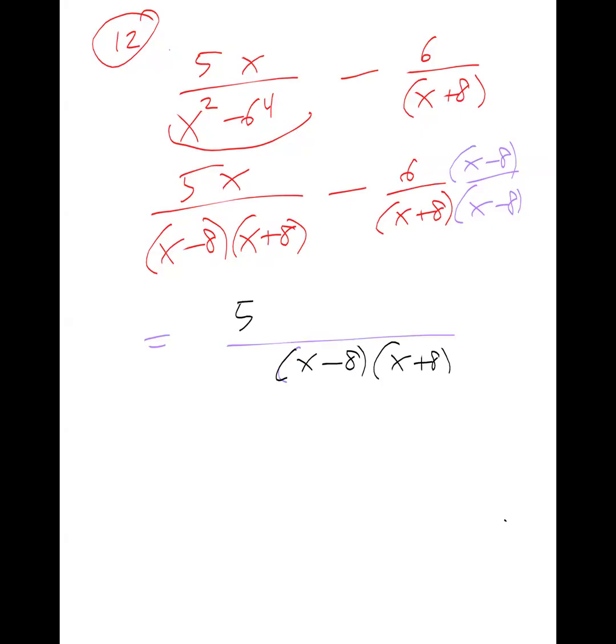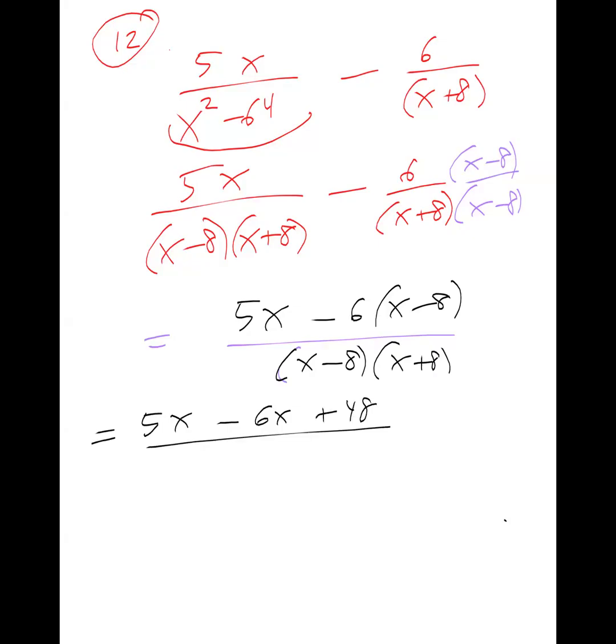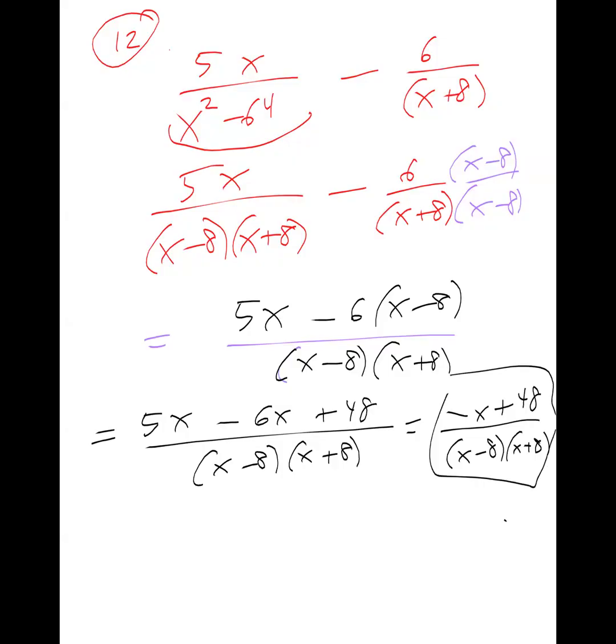The numerator is going to be 5x minus 6 times x minus 8. Like that. And then you distribute the negative 6, so it equals 5x minus 6x plus 48. I was hoping it'd be 67 again, but there we go. And then 5x minus 6x is negative x. It's equal to negative x plus 48 over x minus 8 times x plus 8. Once again, I'm pretty sure you can leave the bottom in factored form. And then you just leave the top in non-factored form.